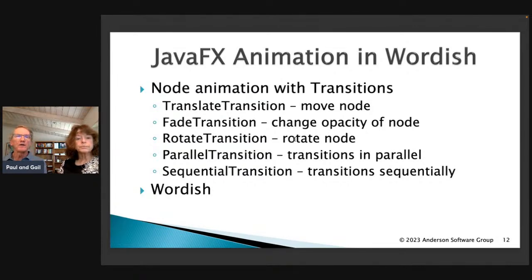So here are some of the node animation transitions. Translate transition will move a node. Fade transition will change the opacity of a node. Rotate transition will rotate a node in some way. If you have multiple transitions, you can run them all at the same time with parallel transition, or you can run them sequentially, one at a time, with sequential transition. This worked out really well in Wordish, and we were able to do a lot of the animation that you see. And Gail's going to show you some examples of that right now.